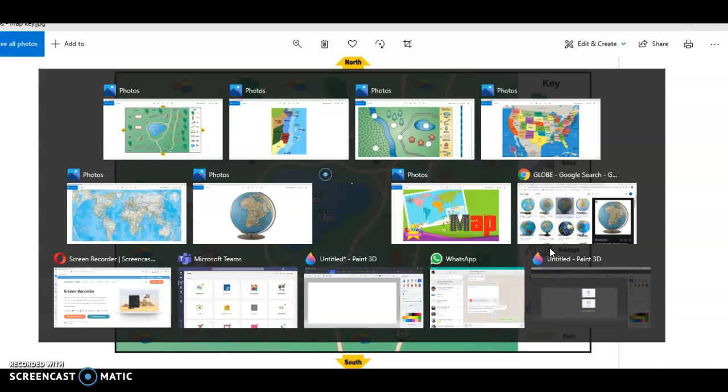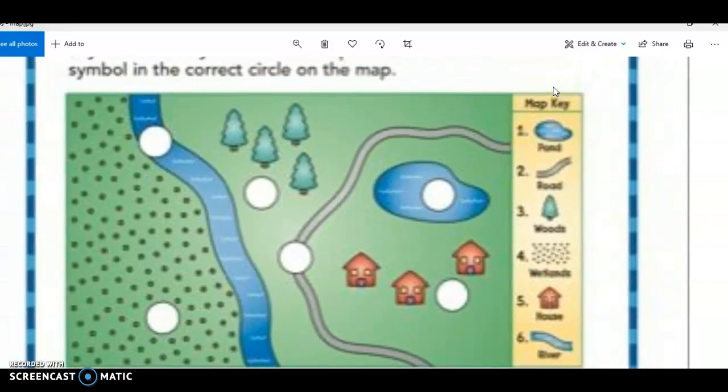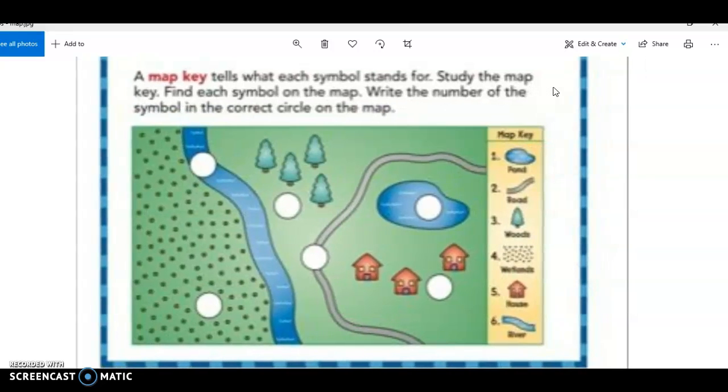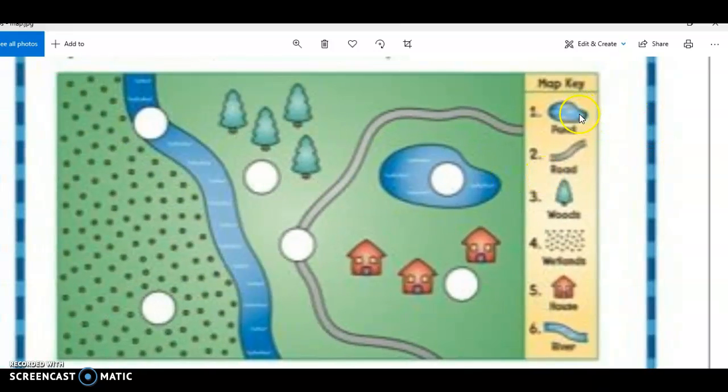So let's take a look at another map. This map also has a map key. Not the clearest one. Let me zoom out a little bit. So the map key helps us to understand what symbols on the map mean. So this one here would mean a pond.